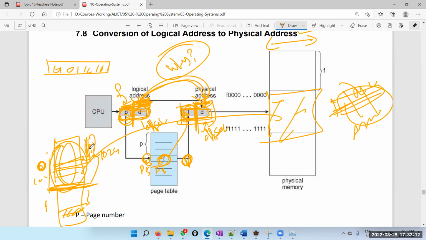If it is the 10th offset here in the page, it has to be the 10th offset data in the frame as well. So therefore, we can just copy this portion to this portion. Only thing is, rather than the page number, we have the frame number. So that is why we just copy the right-hand portion from the logical address to the physical address.